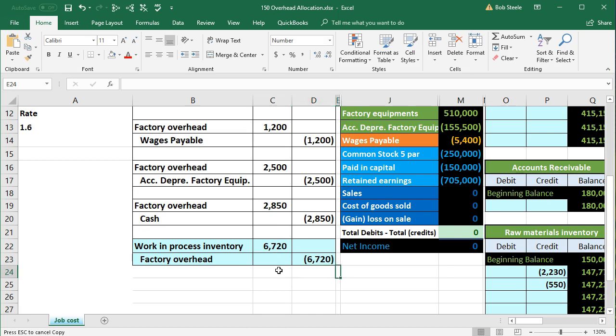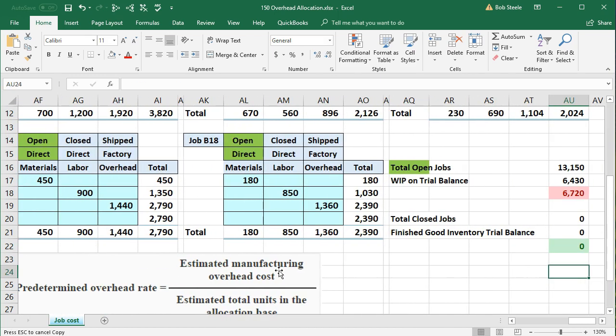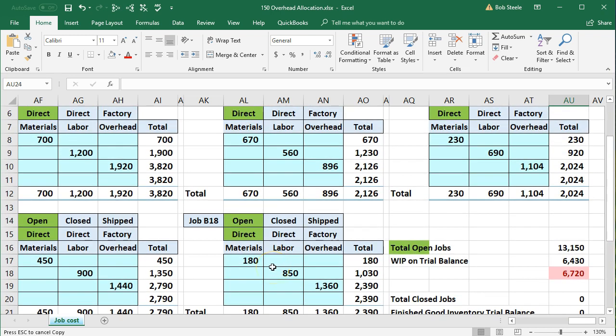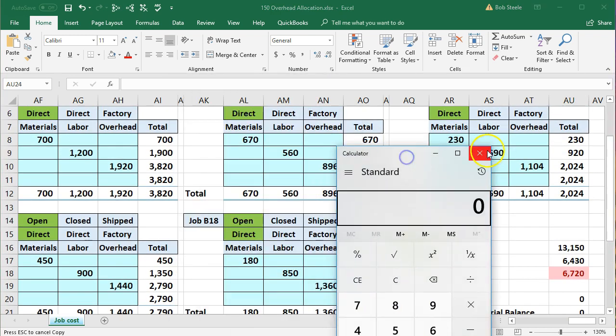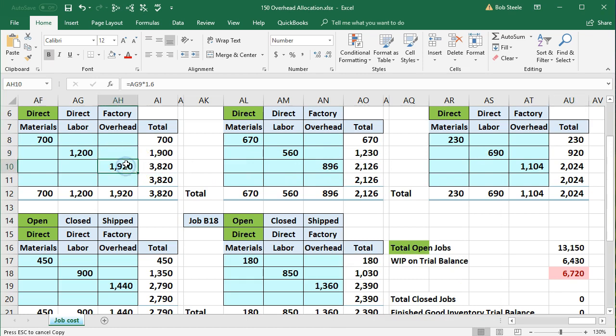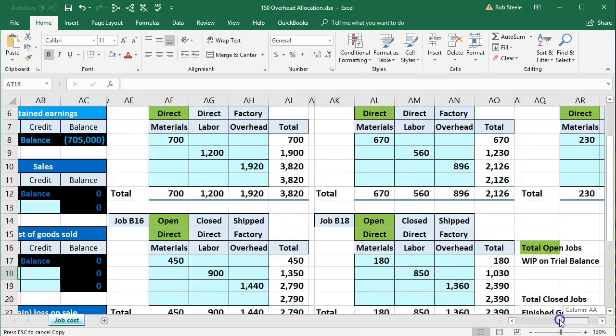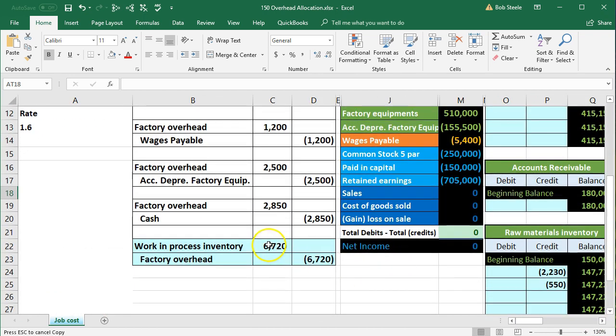We can also, of course, go to the job sheets and say, what did we do in the jobs? Well, we took all of these direct labor numbers. Let's just do it with Excel. I'm holding down Control, highlighting this number, this number, this number, and this number, and it adds up to 6,720. So that's what we're using. And of course it's the same number because it's just a ratio. So if we add up all the totals here and multiply it times 1.6, we'll get the same number. So we'll go all the way to the left again. So there's going to be our journal entry.